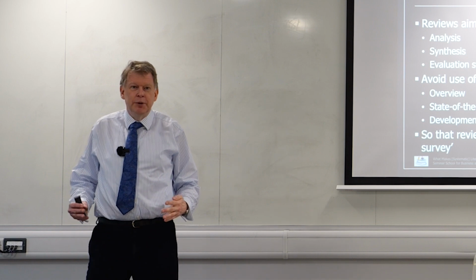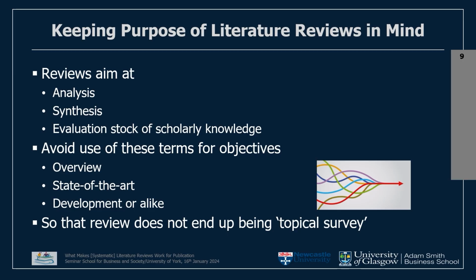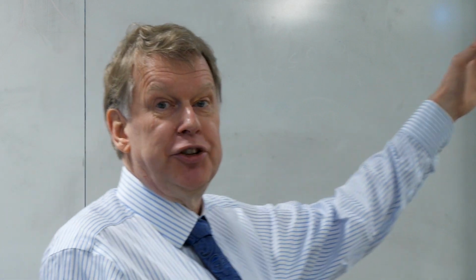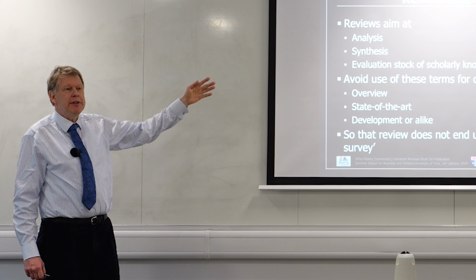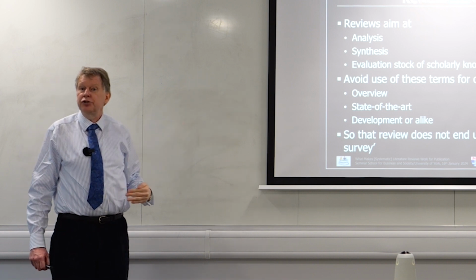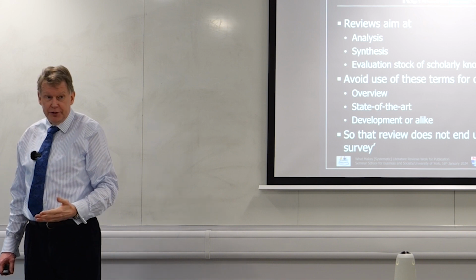A literature review is more than what you can read from abstracts. So if I go online, Google Scholar or Scopus, I type in a few keywords, I get journal articles, and I read the abstract. A literature review should be more than just reading the abstracts. To do that, you have to analyze papers. You have to put them together, which is called synthesis. And you have to evaluate whether the current stock of scholarly knowledge is sufficient.